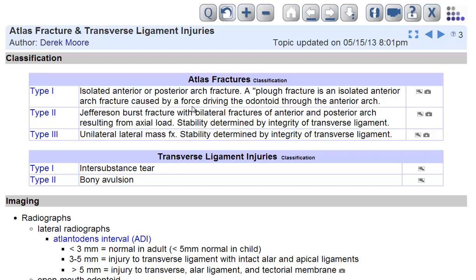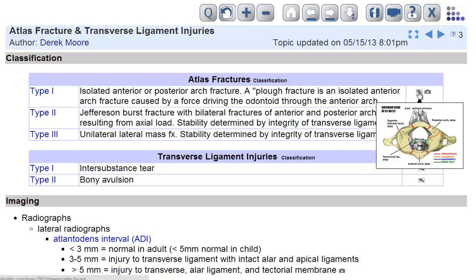So a type 1 fracture is really an isolated injury to either the anterior or posterior arch. Usually these are mild non-displaced fractures. There is a type of fracture called a plow fracture, which is basically a more significant type of type 1 fracture where the dens is actually driven through the anterior arch of C1.